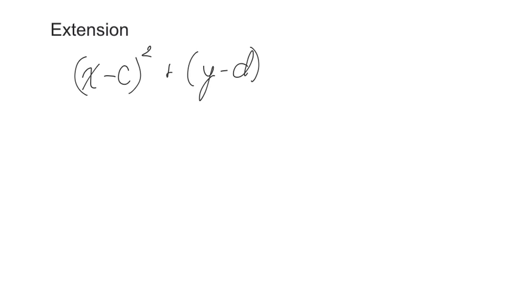There are a couple extensions that you can do. So right now, we're going to stick to circles that have their center at the origin, but there's no reason why a circle should be centered at the origin. So in general, a circle can have its center anywhere. And in that case, the equation gets changed to (x minus c) squared plus (y minus d) squared equals r squared. So in that case, the center is the point (c, d).